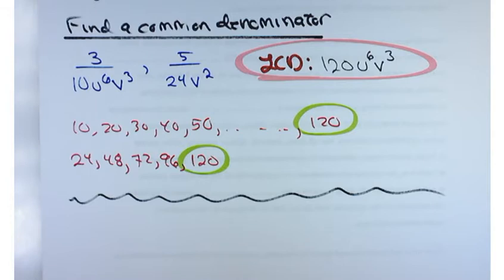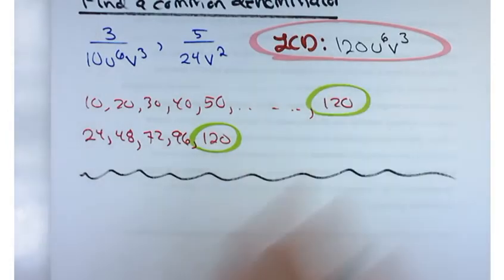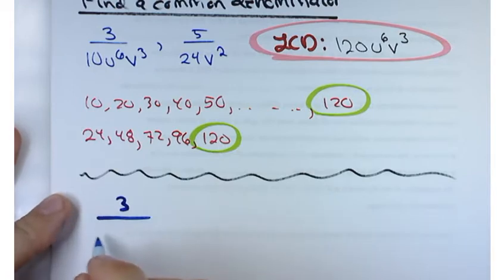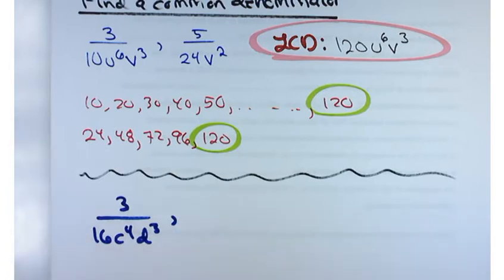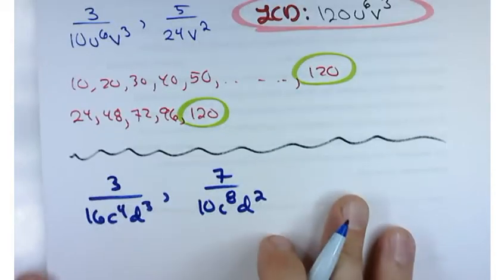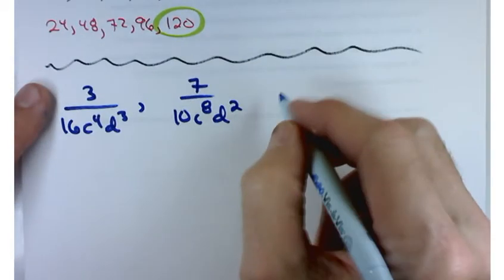I'm going to play that game again for a couple more, and they're going to get a little bit more challenging. Let's see. This next one's going to be similar to the last one, just to give you a little bit more practice with it. So 3 over 16, c to the 4th, d to the 3rd, and 7 over 10, c to the 8th, d to the 2nd. So let's again see if we can find the LCD.